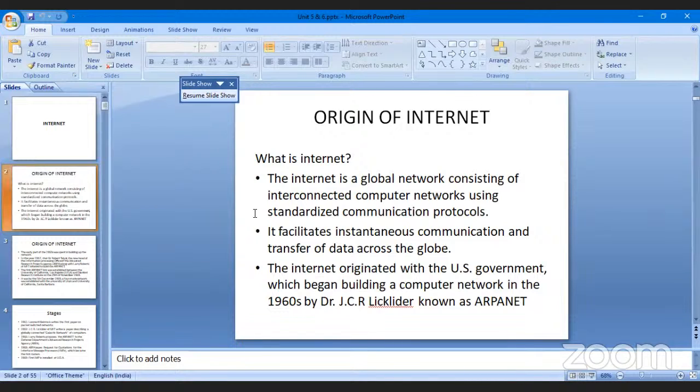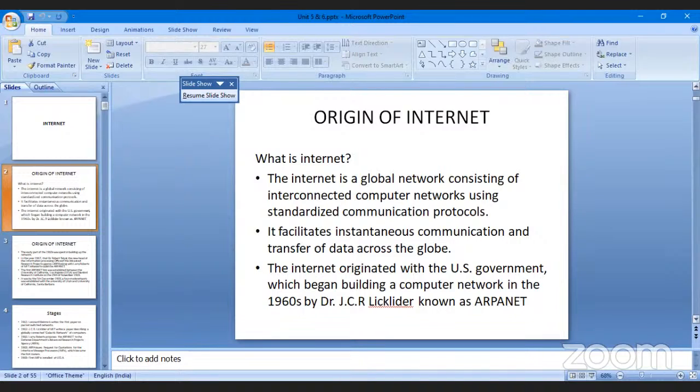Origin of the internet. What is the internet? The internet is a global network consisting of interconnected computer networks using standardized communication protocols. Clear? The definition of the internet is that it is a global network. All over the globe, the networks are connected, consisting of interconnected computer networks. And all these computer networks have a standardized communication protocol, one particular standardized communication protocol.